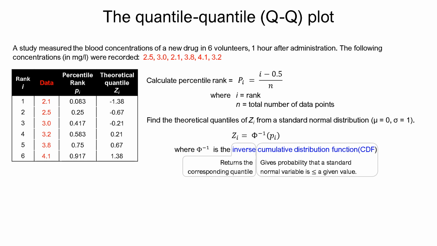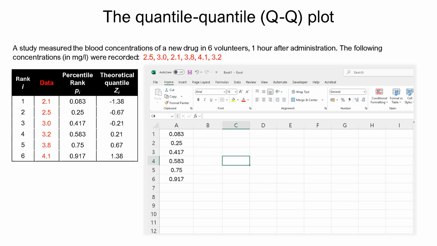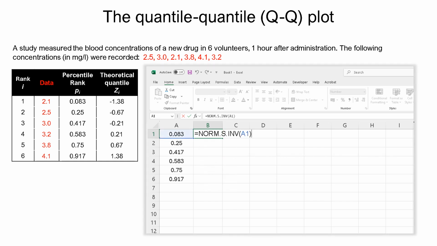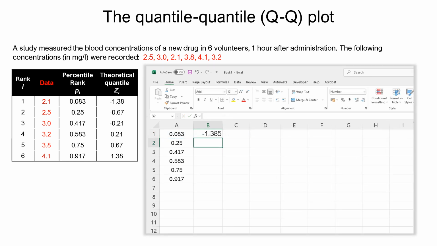To make things easier, the inverse cumulative distribution function is available in Excel, allowing you to quickly find any theoretical quantile. Once you have entered the percentile ranks in a spreadsheet, click on an empty cell and type the equal sign to bring up the choice of functions. Select NORM.S.INV by double-clicking, then click on a percentile rank value to select it as the argument for the function. Entering the formula will return the theoretical z-score for that percentile rank. Copy and paste the cell to apply the formula to all values in the series.